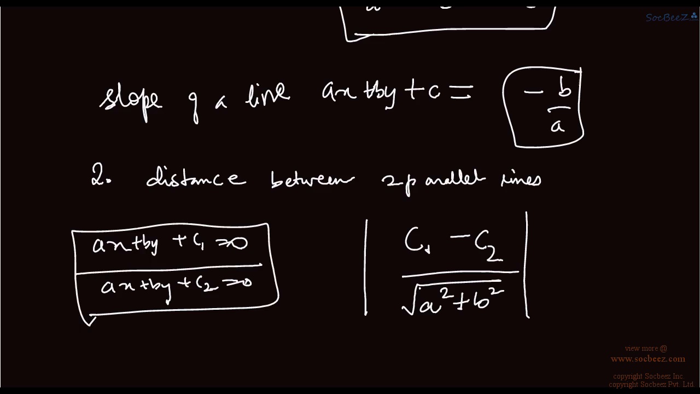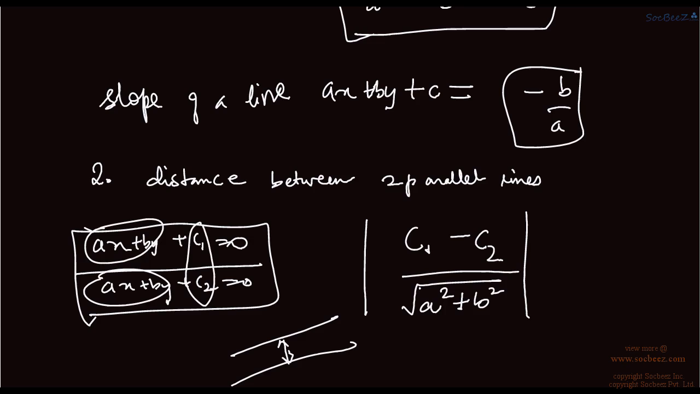So these are two different lines, and the distance between these two parallel lines will be C1 minus C2 upon root of A square plus B square. Fine. So this will be your distance D, and mod of that, because distance is always positive.